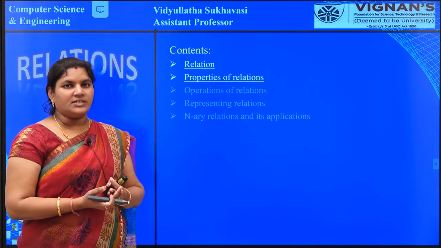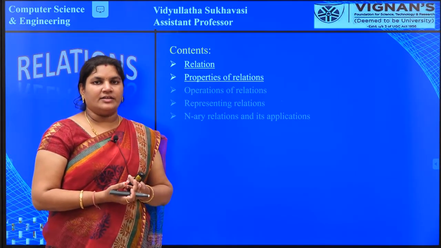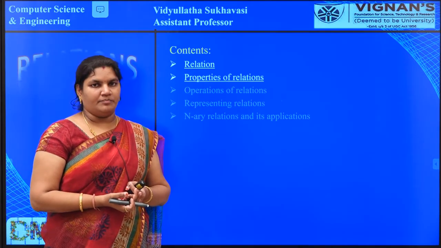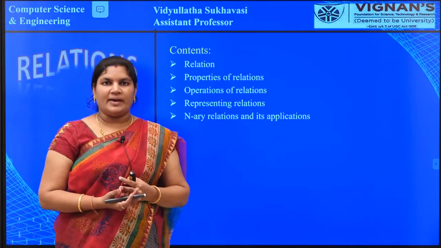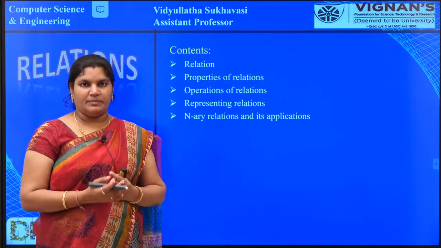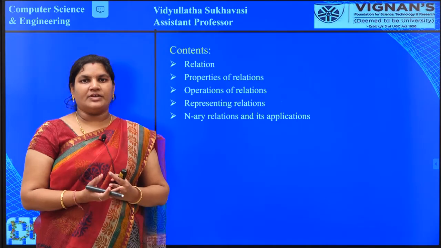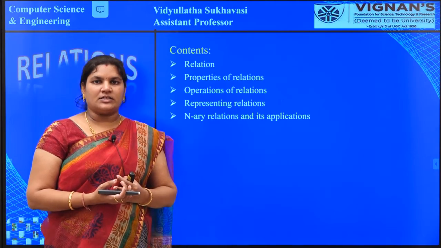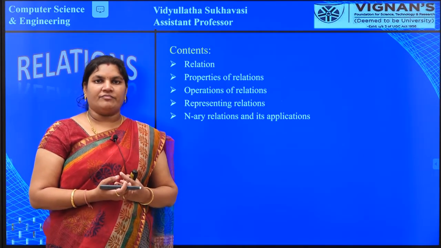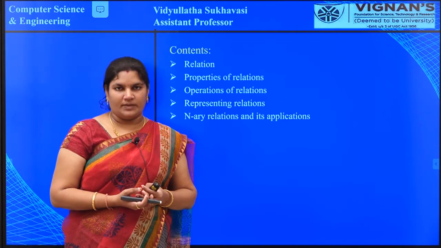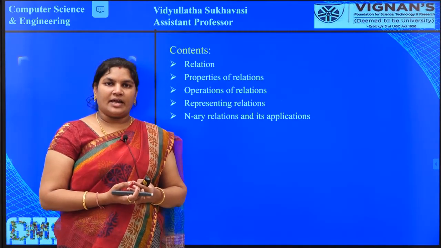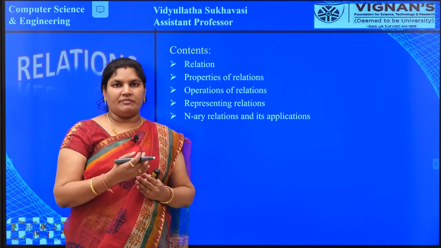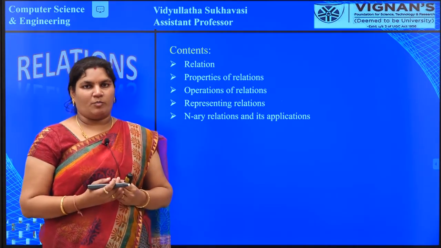Yes, the first one is the reflexive property. In the reflexive property both elements of the ordered pair should be the same. That is, if the ordered pair is in the form of A comma A, that means both the elements are the same, then we can say that it is a reflexive property. And the second property is the symmetric property. So here if we have an ordered pair like A comma B, then the B comma A ordered pair should also be present in the relation R. Then only we can say that the given relation R satisfies the symmetric property.